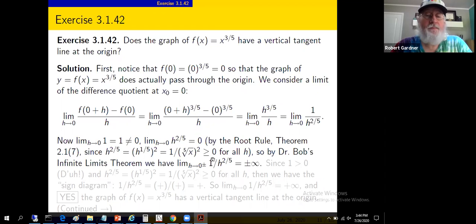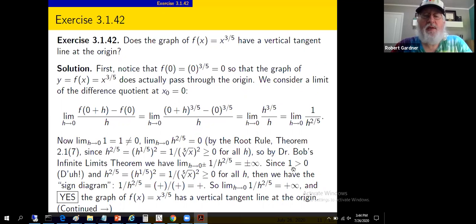We've got the function defined. In fact, the function's greater than or equal to 0. The squaring makes it greater than or equal to 0, and we take fifth roots. There's no concerns over square roots of negatives. So Dr. Bob's infinite limits theorem says you've got a numerator that goes to 1 and a denominator that goes to 0. That's going to have an infinite limit. Dr. Bob's infinite limit theorem says infinite limits. We'll have to consider left and right limits potentially.